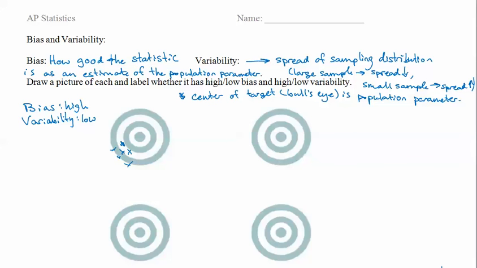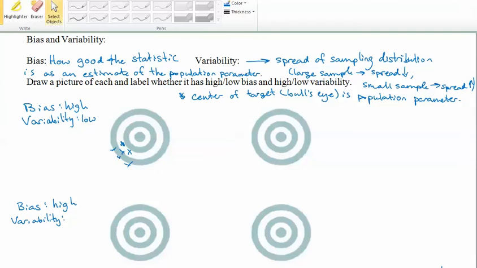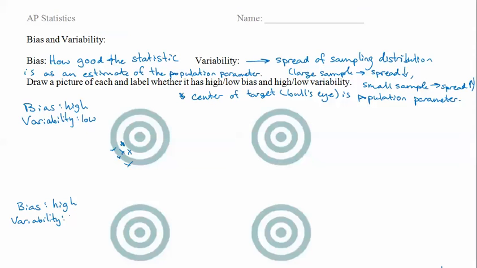Now, what happens if our variability is high as well? In this case, our bias is high, we're far off the mark, and our variability is high, so we are going to be kind of all over the place. In this case, we're going to have a low bias, but our variability will be high. So we're going to be pretty close to the mark, but our variability is high, so we're kind of all around it.